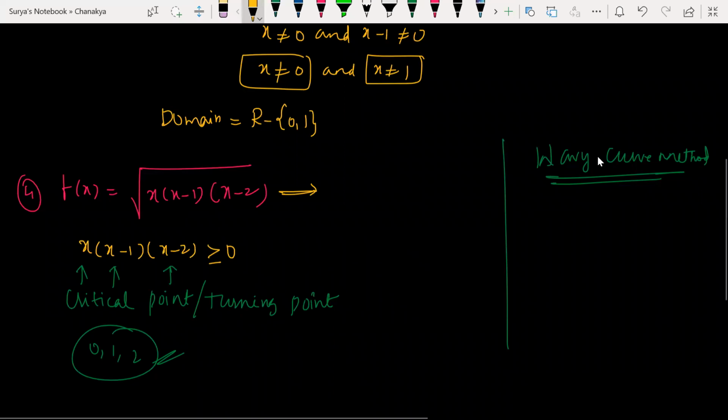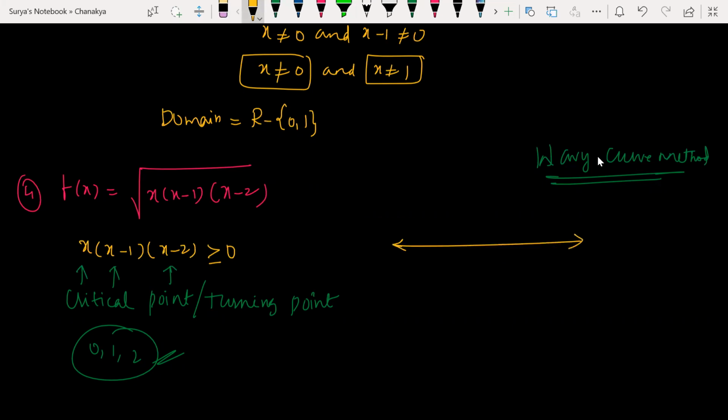Now look at this here. Yes, sir. Now, as soon as you get your critical points, plot them on the number line like 0, 1, 2, and you have minus infinity on the left and plus infinity on the right, of course. Now I'm teaching you the Wavy Curve method, beta.